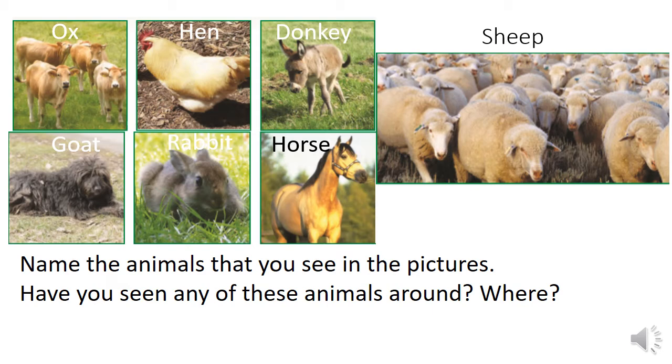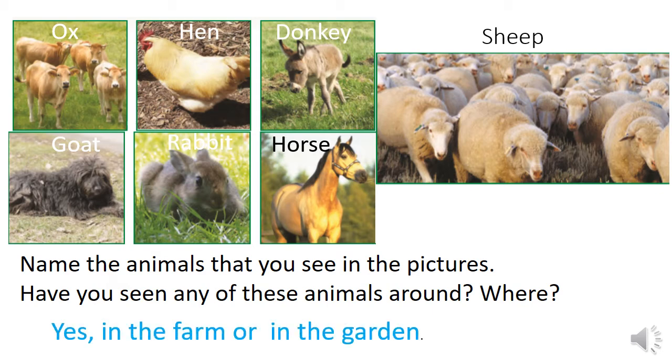Have you seen any of these animals around? Where? Yes, I can see them. Maybe in my garden I can see hen or sheep or maybe goat, or these animals can be found in the farm. So what can I write? Yes, I can see them where? In the farm or in the garden.